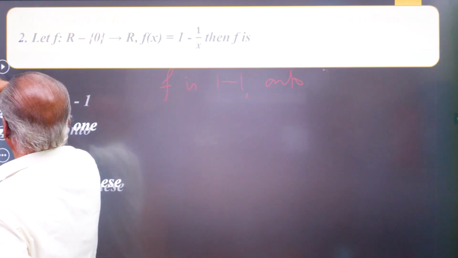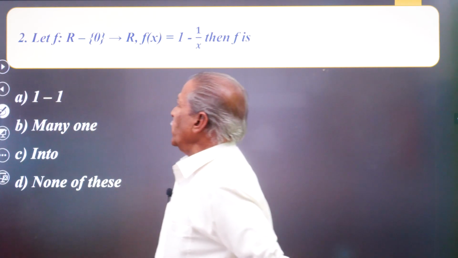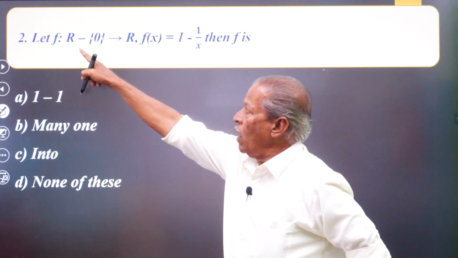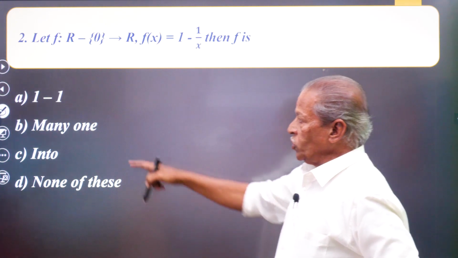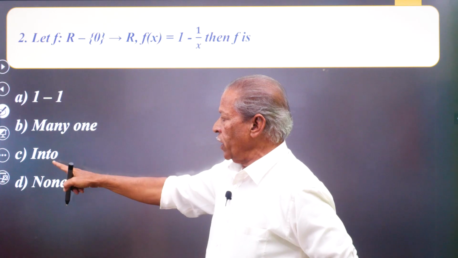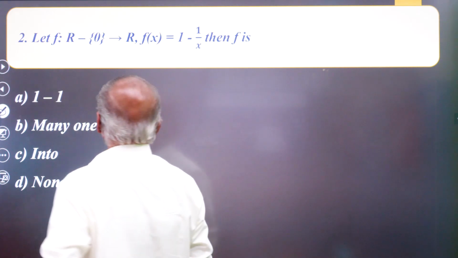Now, I am going for the second one. The second one: f from R minus {0} to R defined by the function 1 minus 1 by x. The options are 1-1, onto, 1-1 and onto, none of these. Now, I am going to check 1-1.